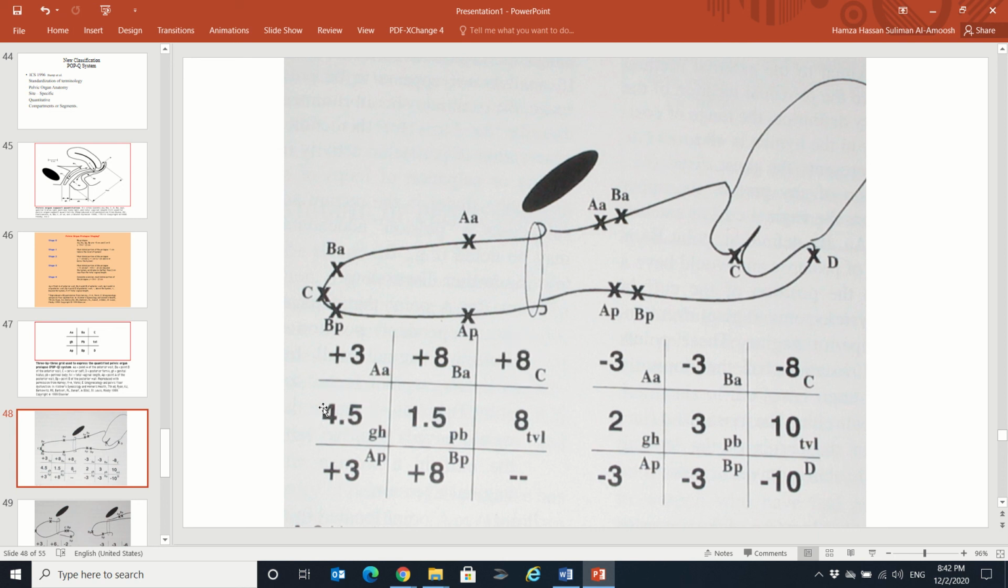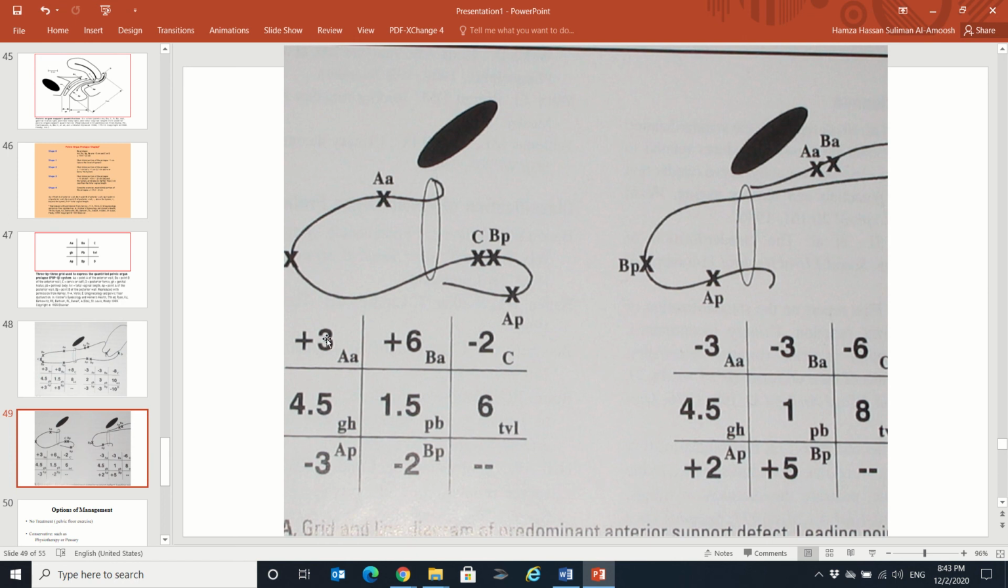Genital hiatus, 4.5, slightly high, slightly wide vagina. Perineal body, 1.5 centimeter, should be 3 centimeter. So this is deficient perineum. Vagina is 8 centimeter, should be 9; 1 centimeter less, that's acceptable. If it's below that, then it's short vagina. The posterior wall or the rectocele, +3, +8, +8 is bigger, then this is also fourth degree rectocele.